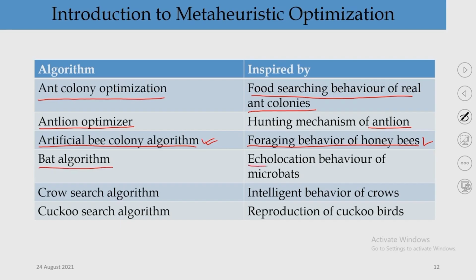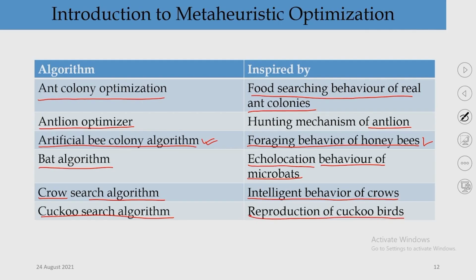Then the bat algorithm, that is inspired by the echolocation behavior of microbats. Okay. So, this is another algorithm. Then the crow search algorithm. So, this is inspired by the intelligent behavior of crows. Okay. So, this is another metaheuristic optimization algorithm. Then the cuckoo search algorithm. So, this is inspired by the reproduction of cuckoo birds. Okay. So, these are some of the metaheuristic algorithms.